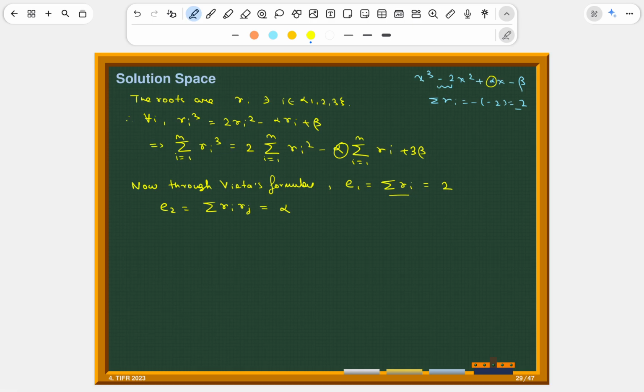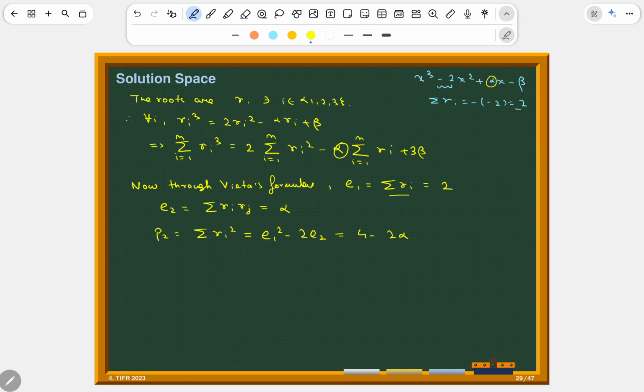And what more we can say? Finally, if I consider the sum of the squares of each of these roots, then by the Newton formula, this comes out to be e1 square minus 2e2. This is a very easy verification. And then this would come out to be 4 minus 2 times alpha.